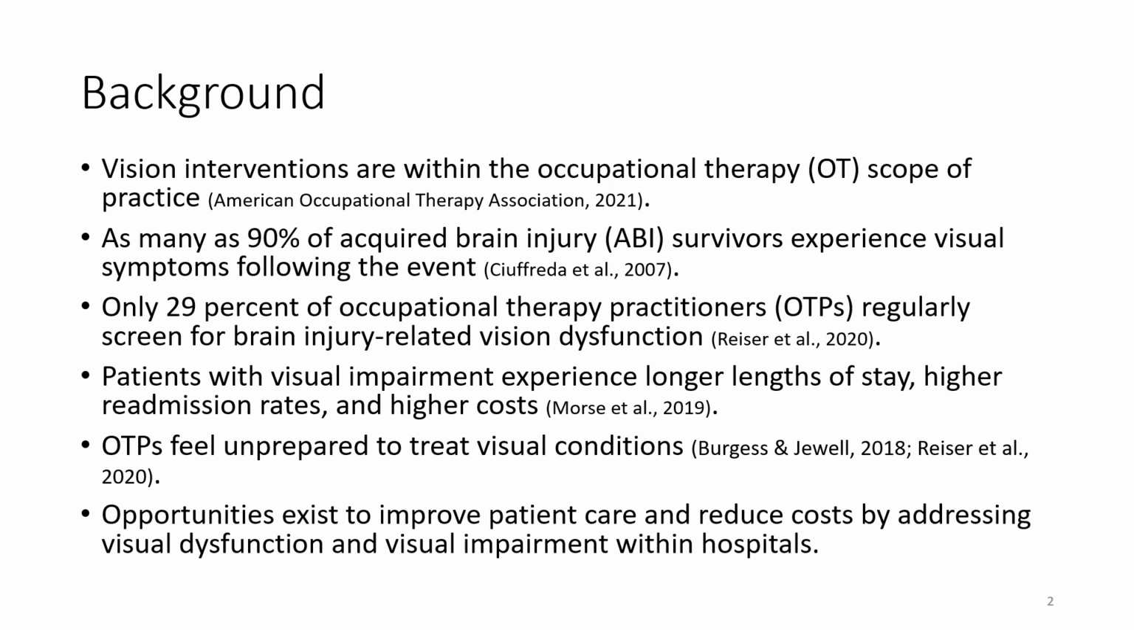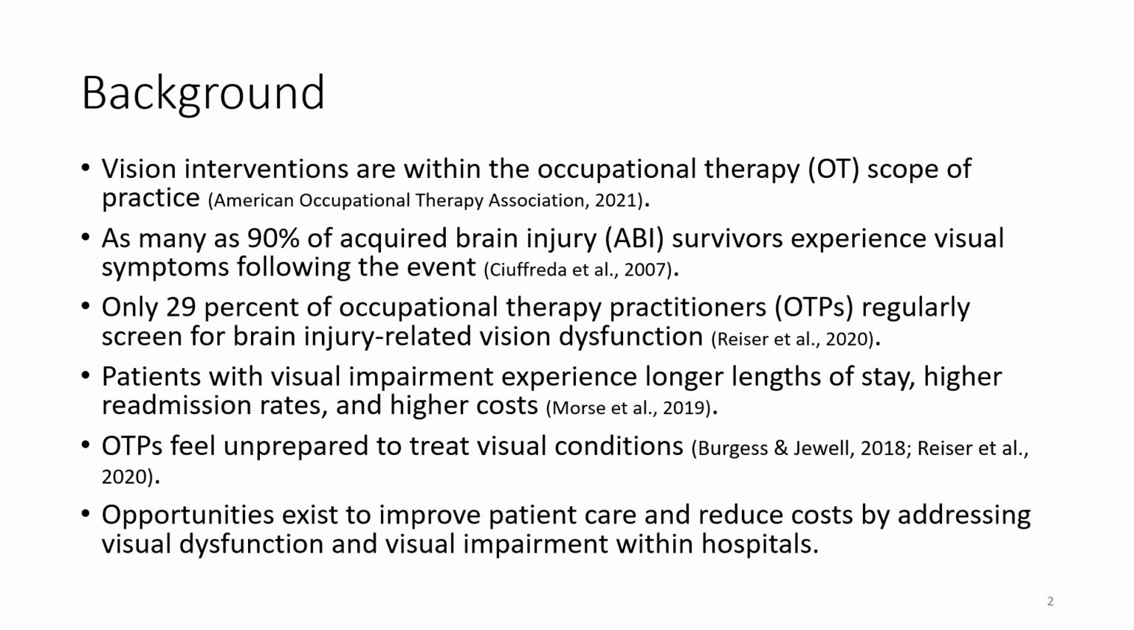As many as 90% of acquired brain injury survivors experience visual symptoms following the event. Due to acutely impaired cognition or aphasia, nearly half of stroke survivors with visual dysfunction do not or cannot report symptoms, though. A study of over 1,000 occupational therapy practitioners across 4 states revealed that less than 1/3 of them regularly screened for brain injury-related vision dysfunction.